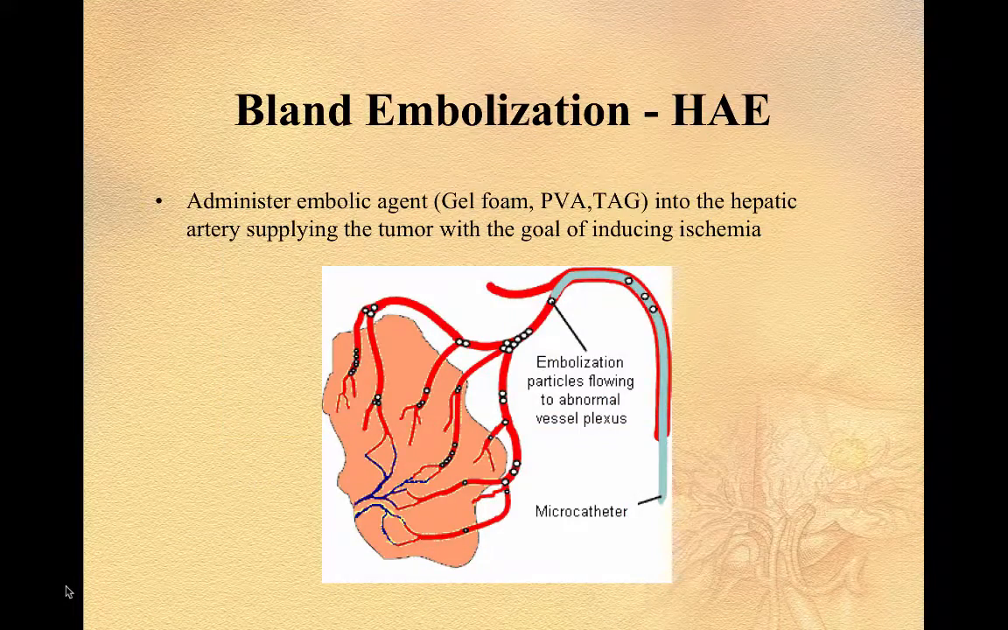Bland embolization really is just a particle. It's a little tiny particle, polyvinyl alcohol, that's injected in the artery. The red blood vessels are 7 microns in size. These particles are about 40 to 100 microns in size, so they're very small. They travel downstream and create ischemia.